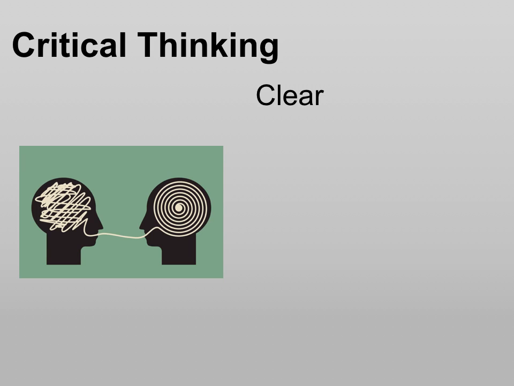A lot of times we're not very precise in the way that we communicate or even think. Sometimes we're very vague in what we do, and that really does not help us be a capable thinker. And so the idea of clarity in our communications and our thoughts is incredibly important.